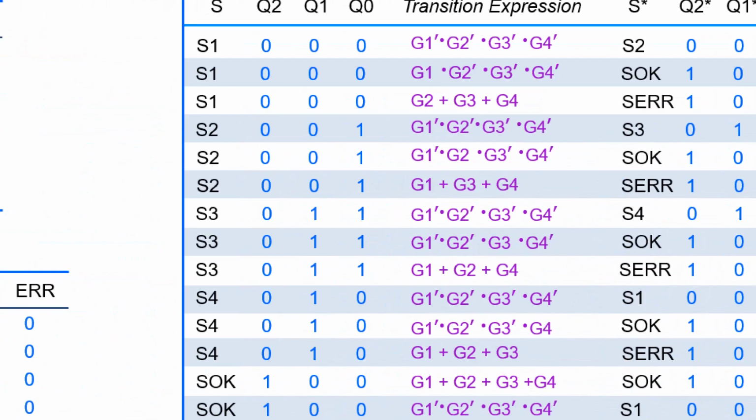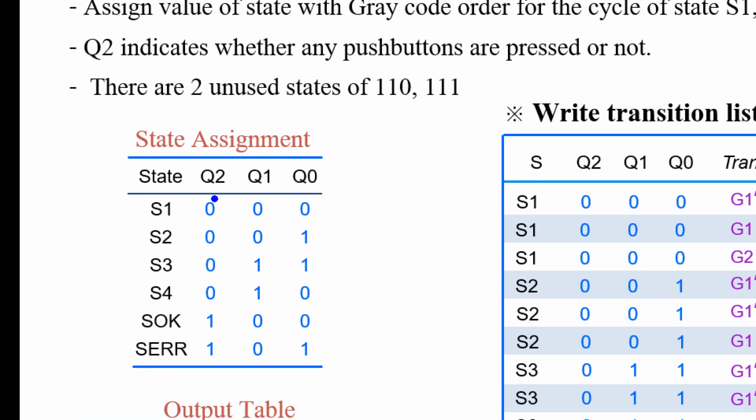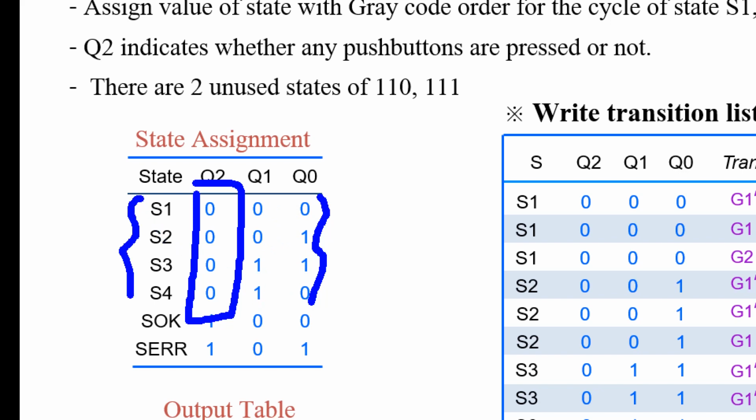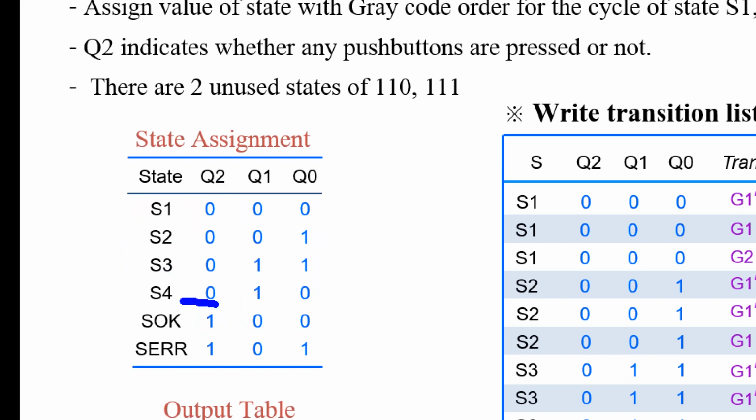For this example, let's use this state assignment: if no input is asserted, Q2 is 0, and Q1 Q0 follow Gray code order 00, 01, 11, 10 for the 4 states S1, S2, S3, and S4. And if some input is asserted, it may go to SOK or SER. For SOK, Q0 is 0. For SER, Q0 is 1. Okay, this is the state assignment.